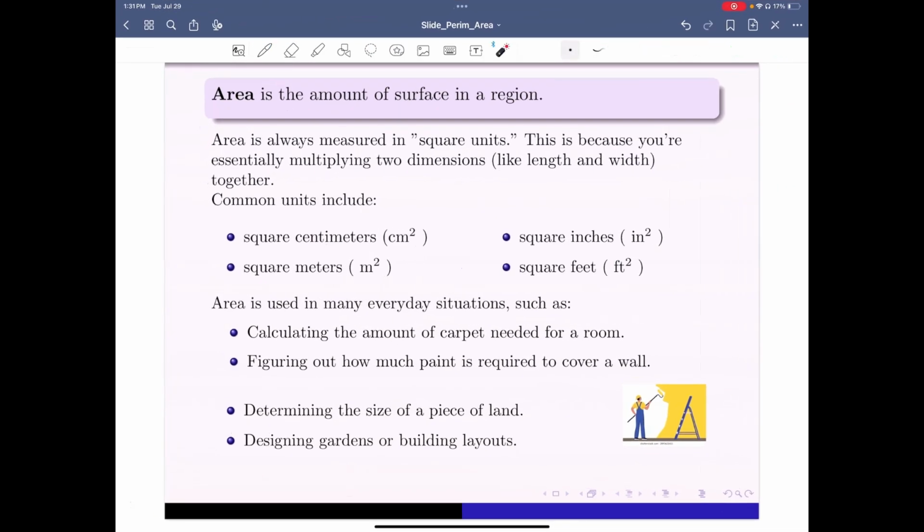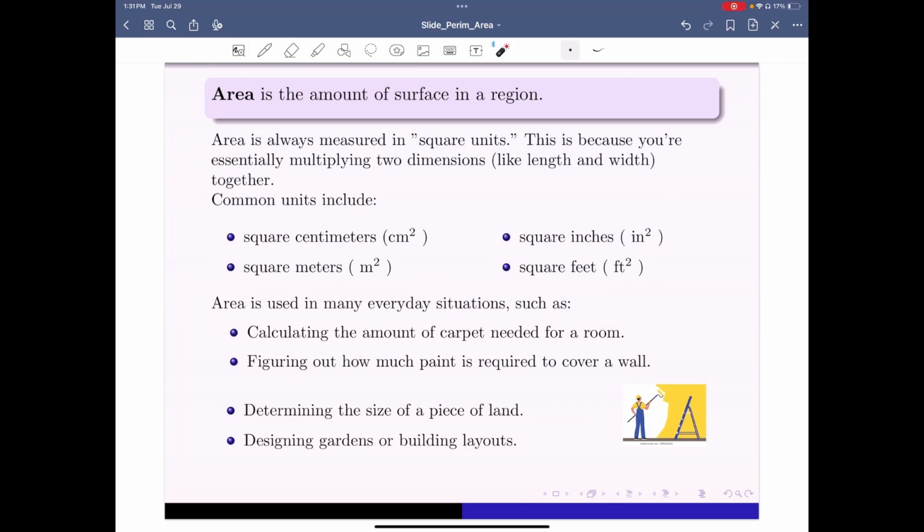Now we have surface area. The area, not surface area, just the area. Area is the amount of surface in a region. Area is always measured in square units. This is because you are essentially multiplying 2 dimensions, like length times width. Common units are square centimeters, square meters, square inches, or square feet.